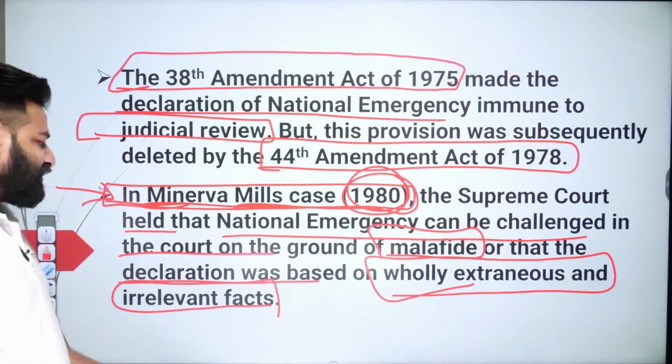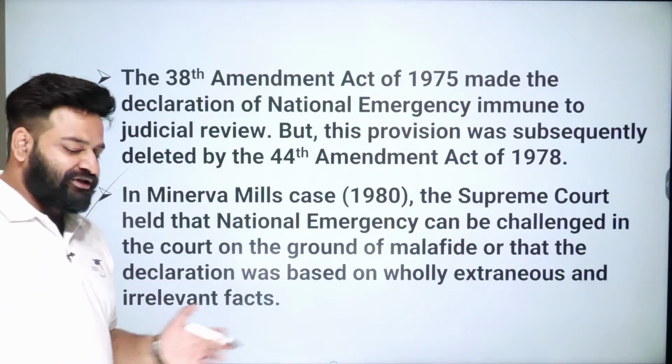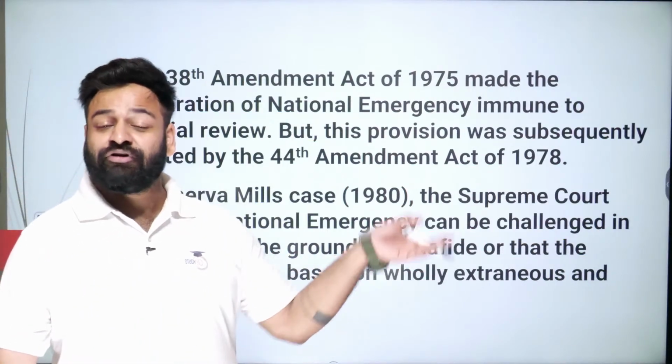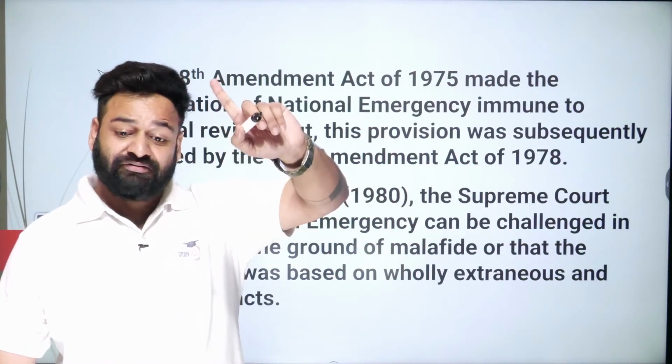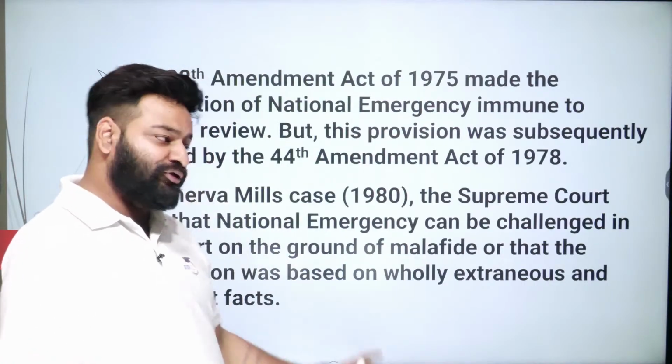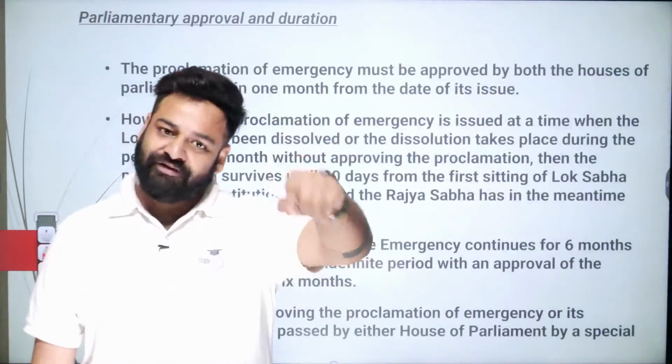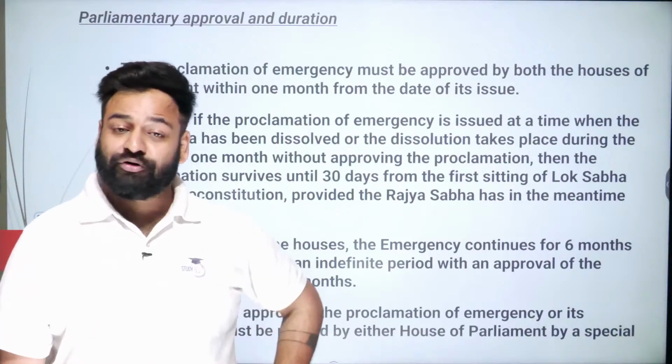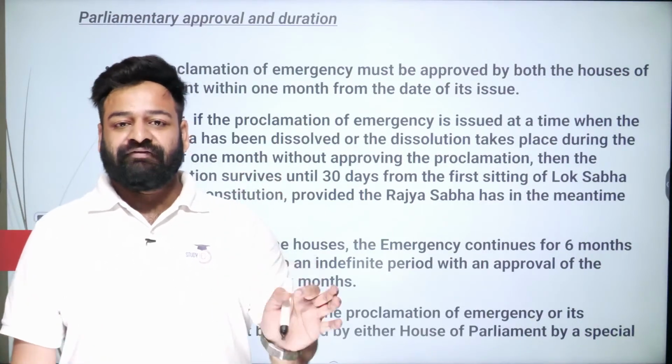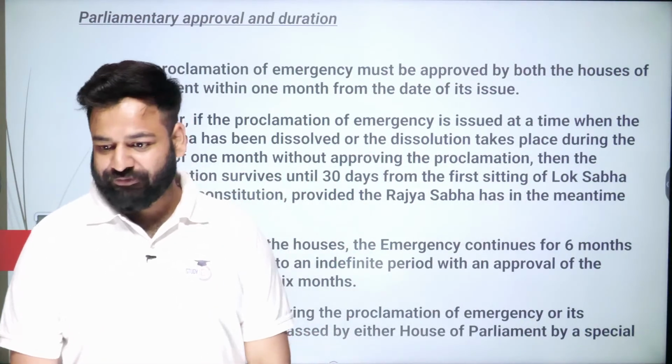So the 38th Amendment stated that emergency is free from judicial review. The 44th Amendment said that no, it is not free from judicial review; there will be judicial review. Further, this was given more impetus by the judiciary itself, the Supreme Court itself, in which case? The Minerva Mills case, 1980.